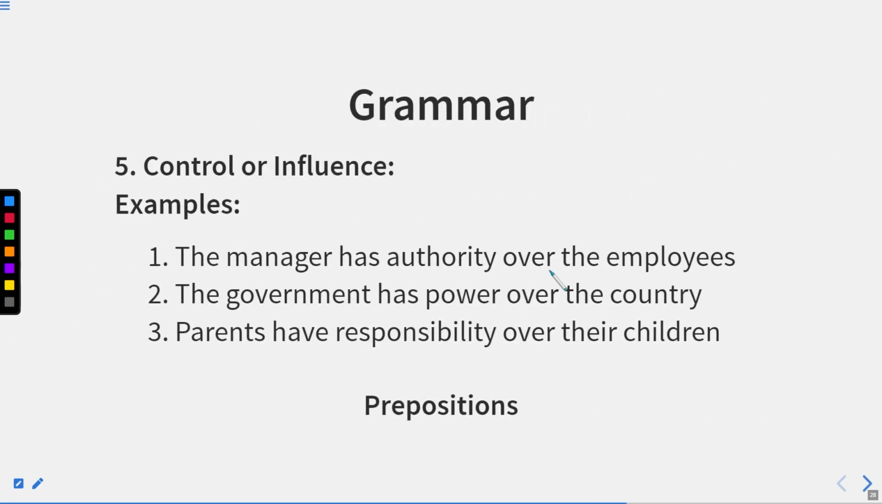Control or influence. We can use over to show control as well. The manager has authority over the employees. When the manager has the authority to control these employees, we can use over. The government has power over the country. Power over the country means the government can lead and control the country. Parents have responsibility over their child. So we can use the preposition over here as well.